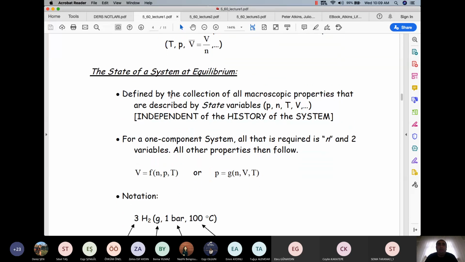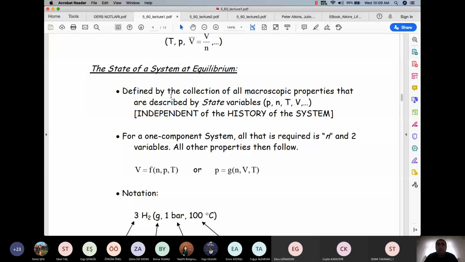Okay, the state of the system at equilibrium. What does that mean? That means that the macroscopic properties are not changing over the different parts of the system and in time. So if they don't change, we say this is the system at equilibrium. What is the important aspect of the system at equilibrium, or the macroscopic properties that are state variables?